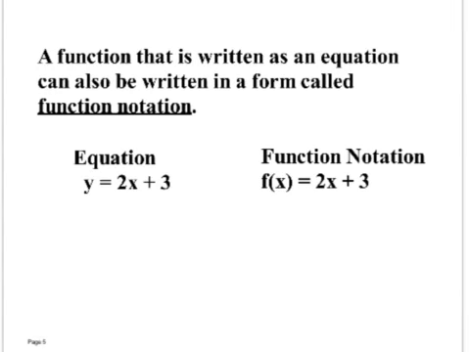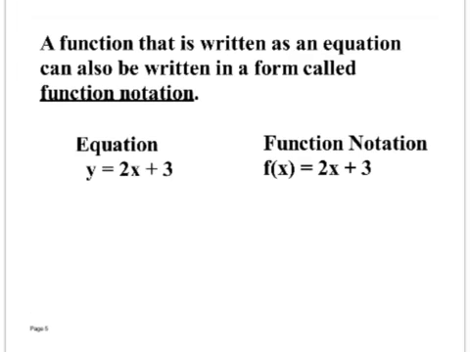Write this down. This says that a function that is written as an equation, which this is, can also be written in a form called function notation. It's a fancy way of writing an equation. What's the only difference between this equation and this equation? f(x) has taken the place of what? y.